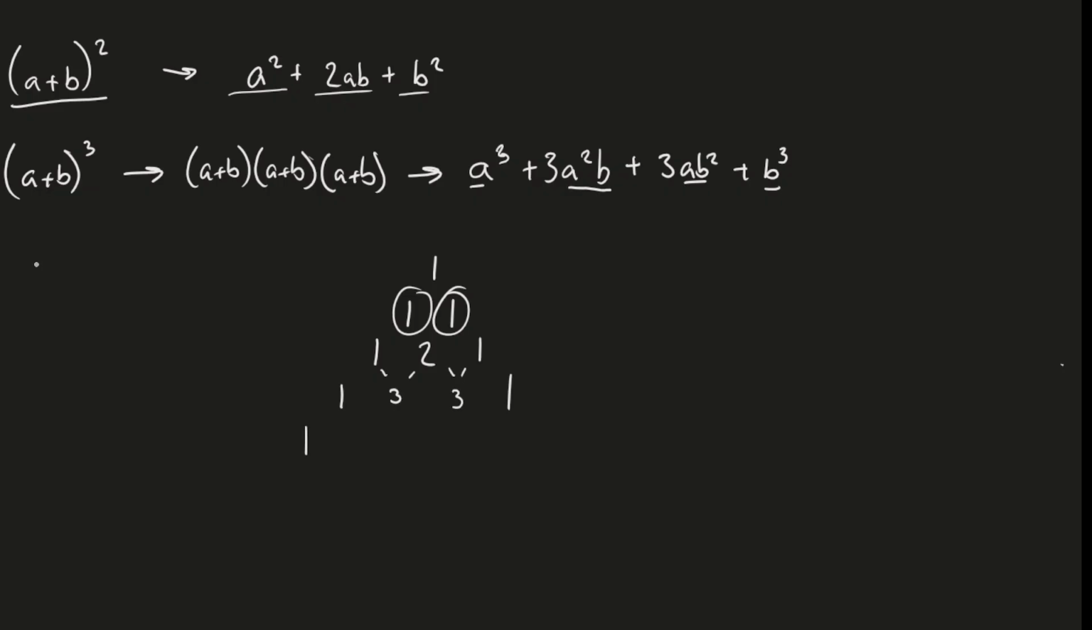And then we do that one more time. We put 1 on the edges, and then we do 3 and 1, which gives us 4. 3 and 3 gives us 6. 3 and 1 gives us 4 again. And you notice a pattern. You can do that infinitely.